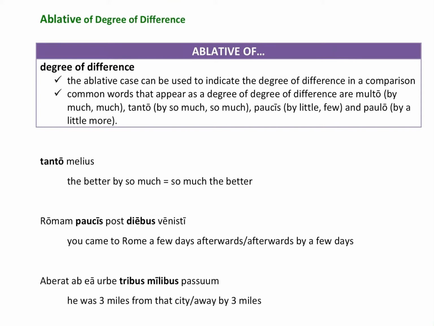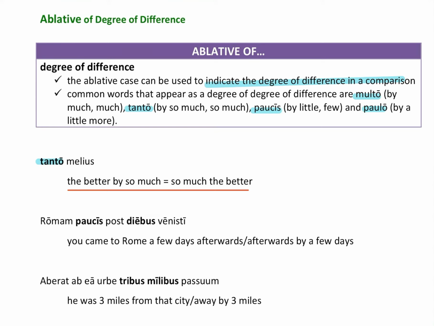So with comparatives and adverbs suggesting comparison, the ablative case can be used to indicate the degree of difference in a comparison. Okay. Common words that appear as a degree of difference are multo, by much, tanto, by so much, paucis, by little, few, and paulo, by a little more. So I'm going to give you three examples here. If I said tanto melius, it's in the ablative case, the better by so much, or we'd probably say so much the better.